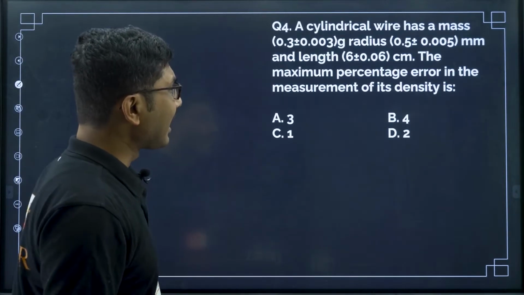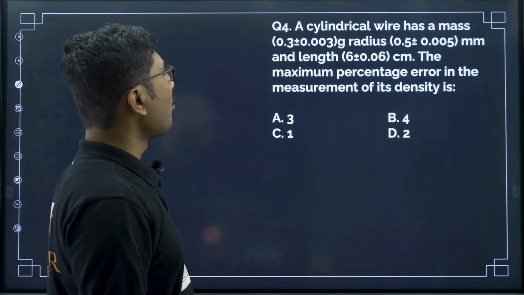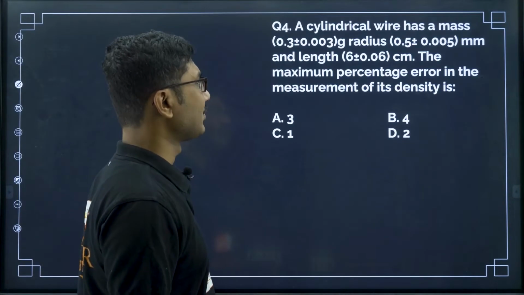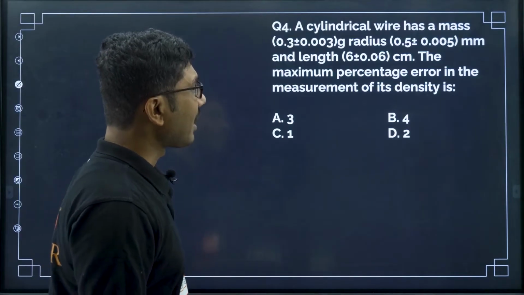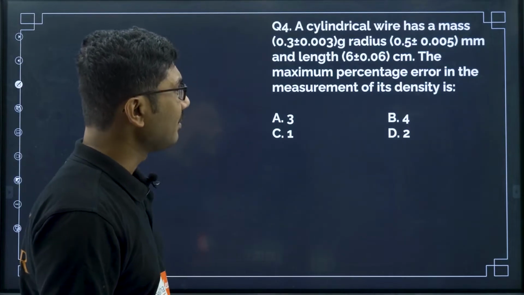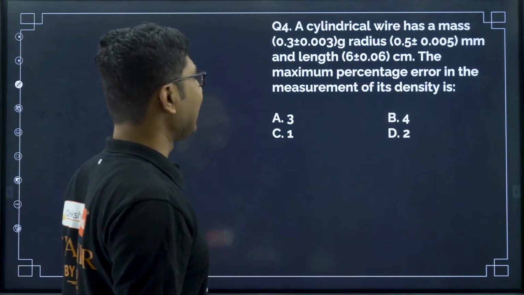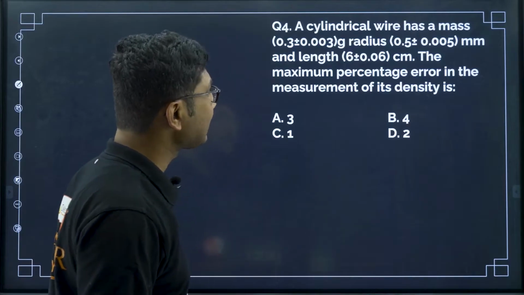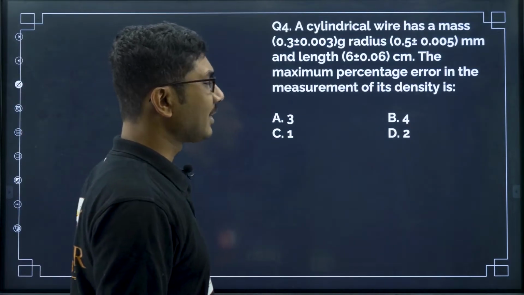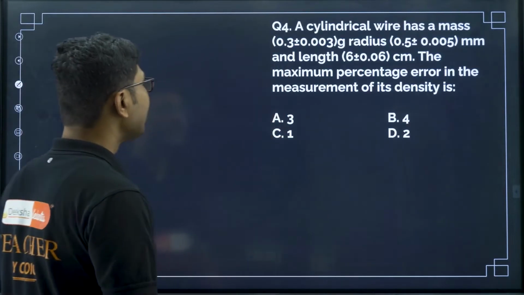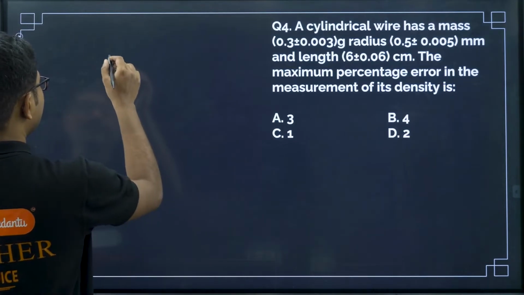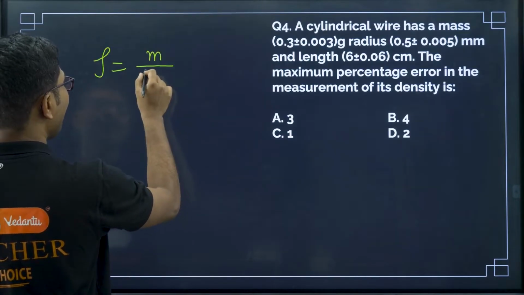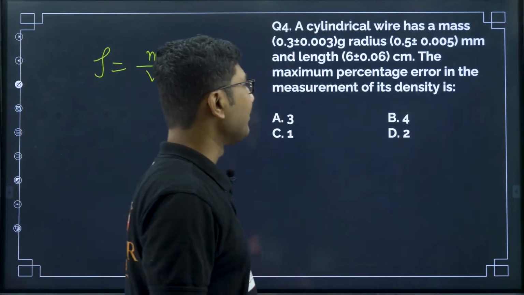A cylindrical wire has a mass of 0.3 plus minus 0.003 grams, radius 0.5 plus minus 0.005 millimeter, and the length is 6 plus minus 0.06 centimeter. Then the maximum percentage error in the measurement of density? So first of all we need to know the formula for density. The formula for density is mass per unit volume.